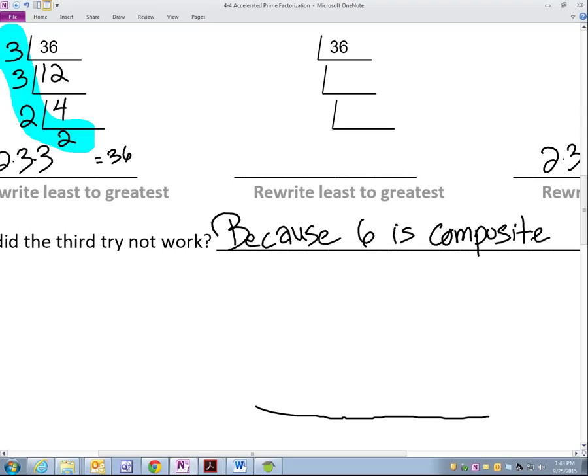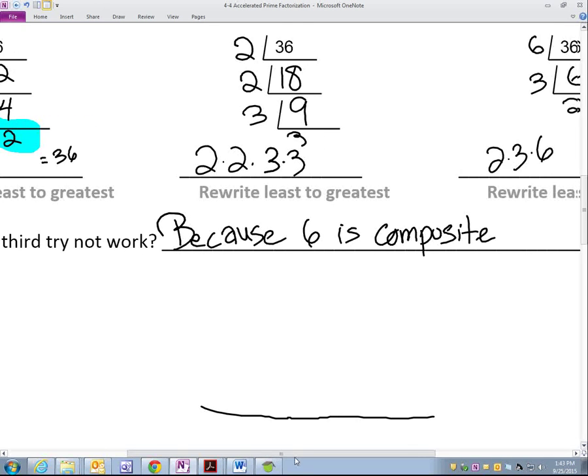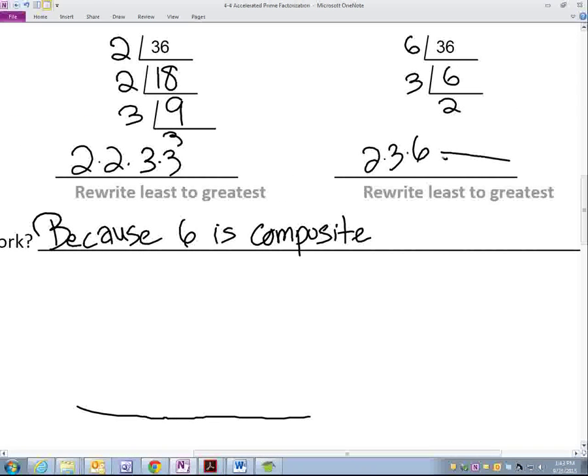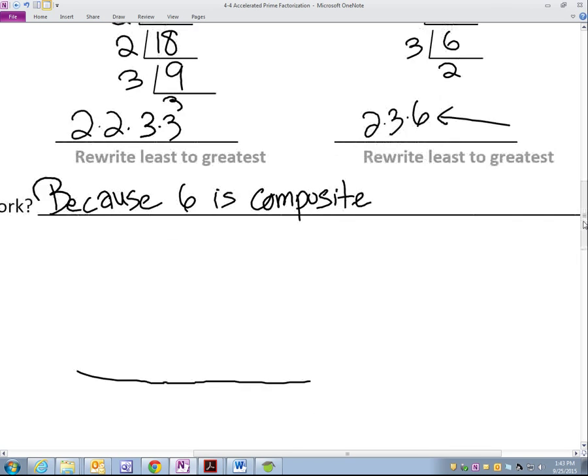Now we're going to do a different one here. I'm going to do 2, which would be 18, 2, which would be 9. I get 3 and 3. In a different method, I still get 2 times 2 times 3 times 3. And this one doesn't work because this guy here isn't prime. Because 6 is composite.